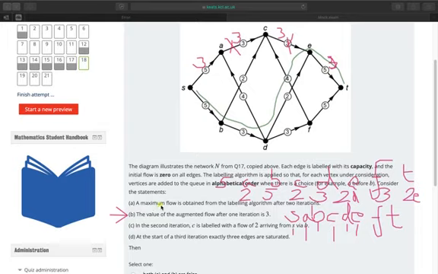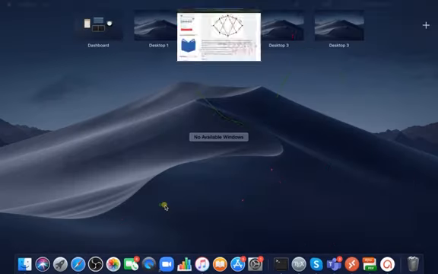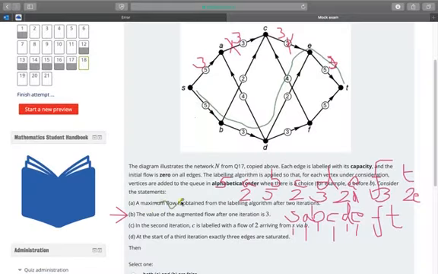Learning to use my arrows correctly. This is not true, nor the touchpad. That's false. So we haven't reached a maximum flow.